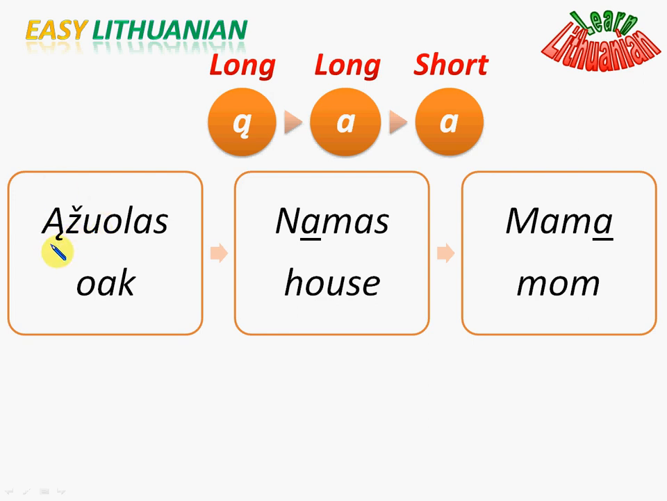Now let's go to the second vowel, the long vowel that is pronounced the same but is written like the short one: namas, which means house. The second A of this word is short and the first is long, namas. Now the short A, mama, which means mom. The last A is stressed a bit, but the first one is also a short A, mama.